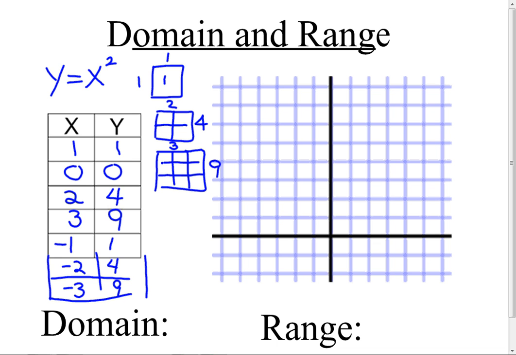I have some dots here, but anyway. Okay, 1, 1. Then I have 0, 0. Can you guys put dots on there? 2 is 4. 3 is 9. Whoops, a little bit off.